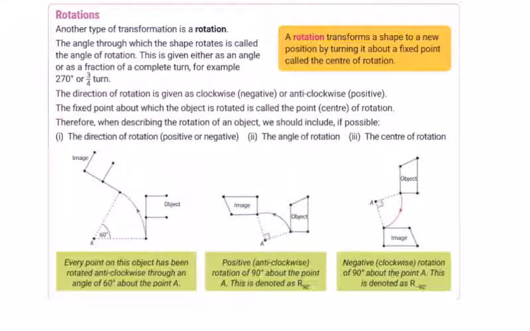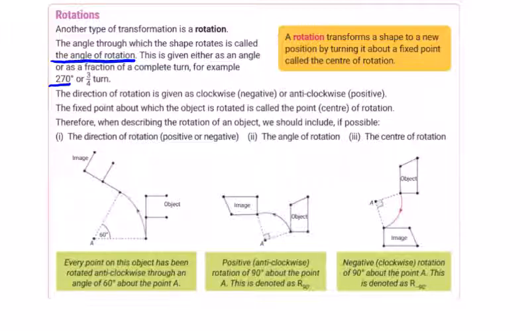In this video, we're going to look at rotations, another type of transformation. A rotation transforms a shape to a new position by turning it about a fixed point called the center of rotation. The angle through which the shape rotates is called the angle of rotation, obviously enough. This is given either as an angle or a fraction of a complete turn.